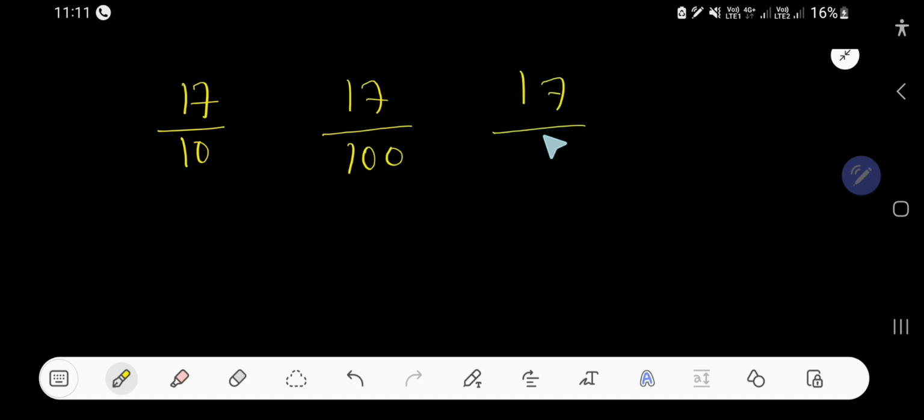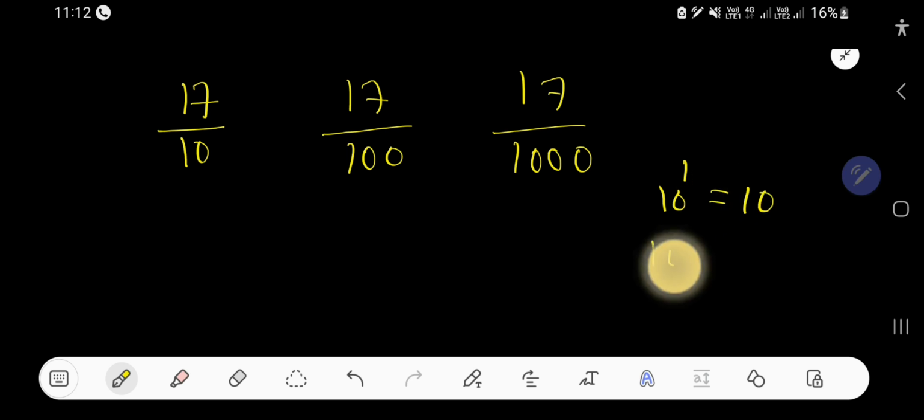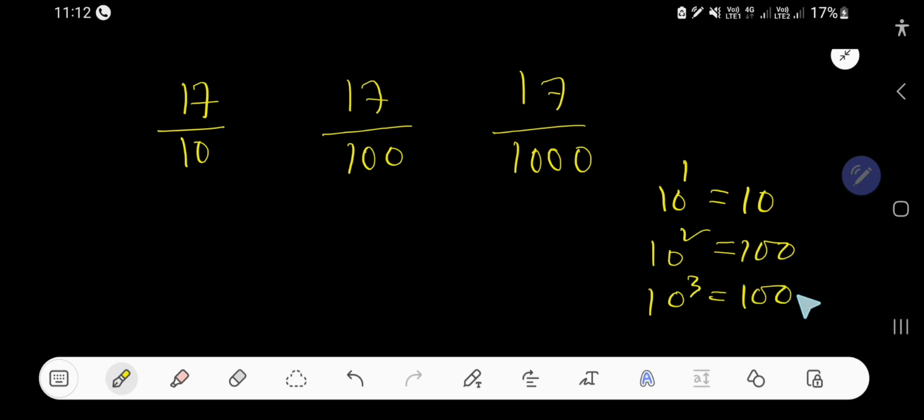So here is another thing. Look, 17 over 10 or 17 over 100 or 17 over 1000. So how to convert this fraction to a decimal number? Look, here the denominator is a power of 10, right? So if you get a denominator like this, just count the 0s. Here 1 zero, so the decimal point will move 1 digit to the left.